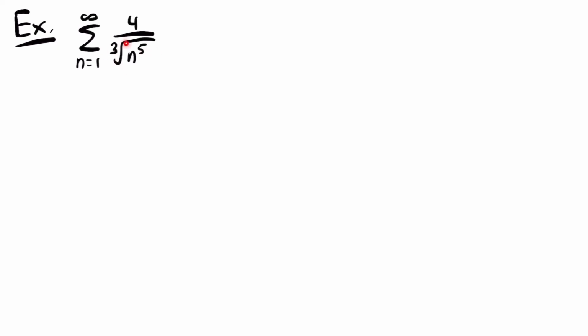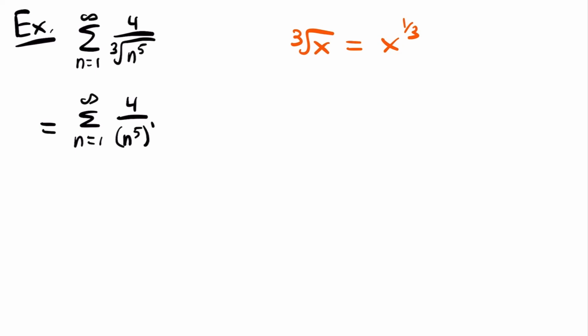And if we look at the denominator here, we don't explicitly have n raised to some power. We might need to rewrite this a little bit in order to truly see what the value of p is for this p-series. And so remember that taking the cubed root of a value is the same as taking that value to the 1/3 power. And so in this case, we could rewrite our series to be the sum from n equals 1 to infinity of 4 divided by n to the 5th power to the 1/3 power. Right, we're taking the cubed root of n to the 5th, and so n to the 5th to the 1/3 power is the same as that.